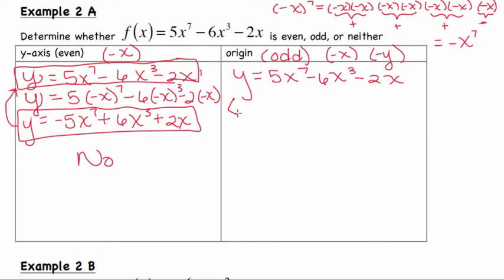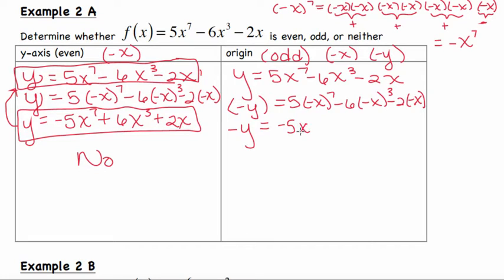And then I'm going to go ahead and substitute in a negative y for y and a negative x for all the x's. And the right side's going to be really easy to clean up because I already figured that out over here. So I already know what the right side's going to come out to be. Left side, just remove parentheses. Right side, we had negative 5x to the 7th plus 6x cubed plus 2x.